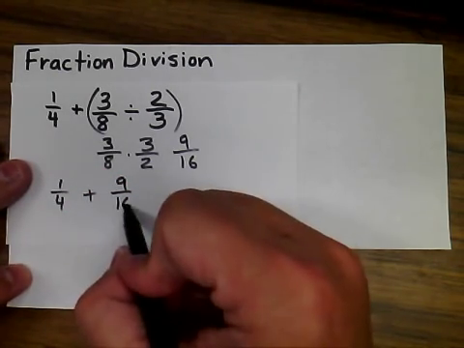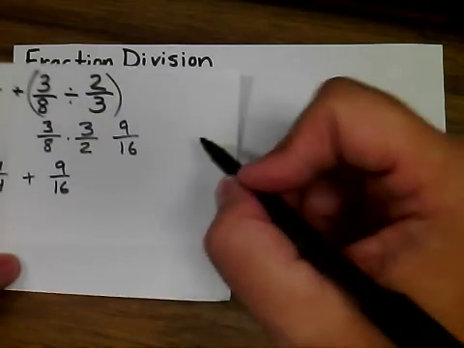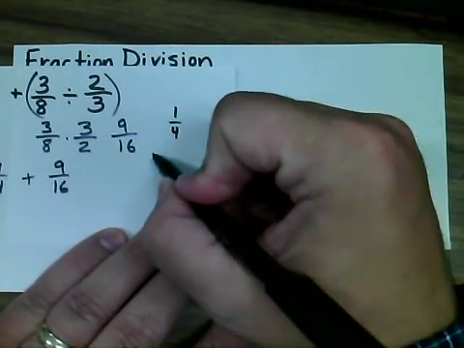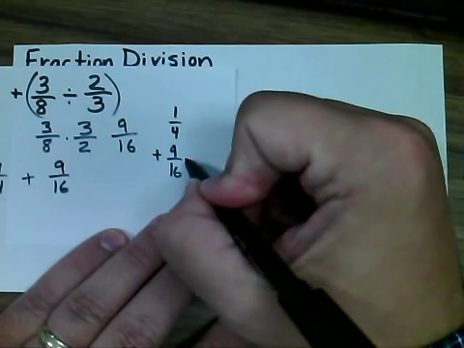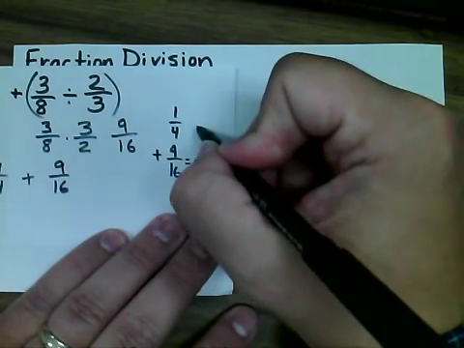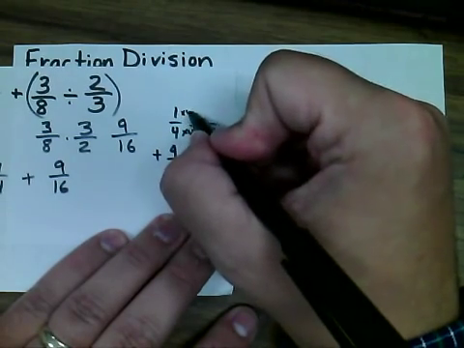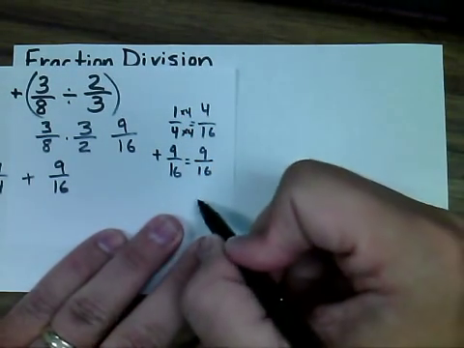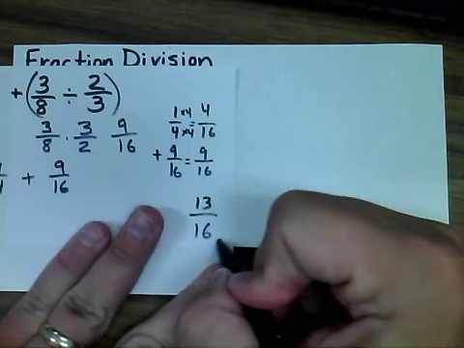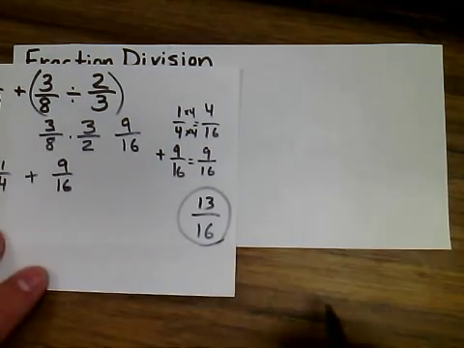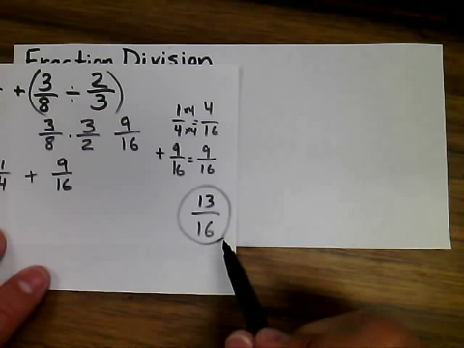As you know, we need common denominators for addition and subtraction. So 1/4 plus 9 over 16. We'll use the common denominator of 16. Since 4 times 4 is 16, 1 times 4 is 4. 4 plus 9 is 13 over 16, which will be our final answer for that last example.